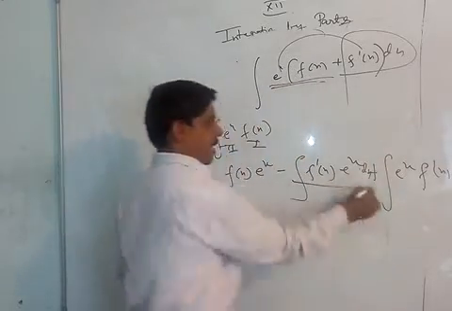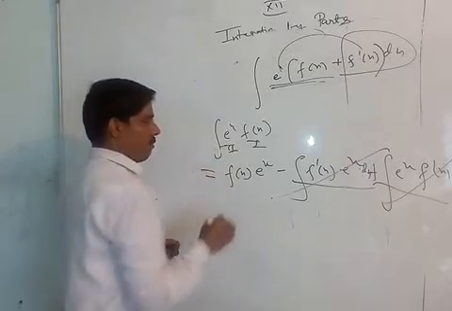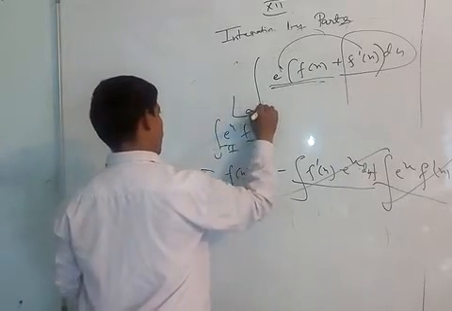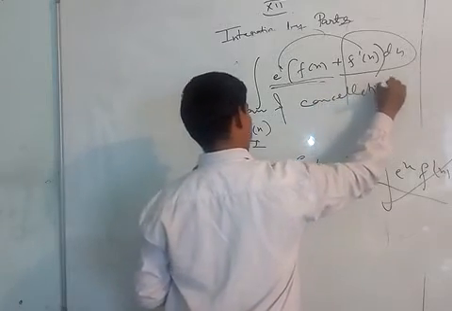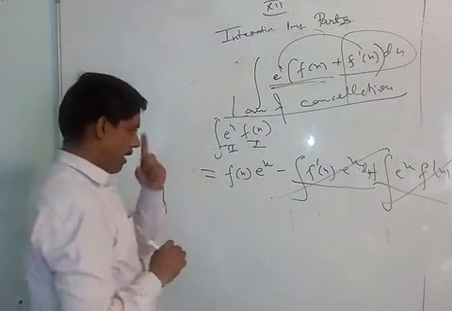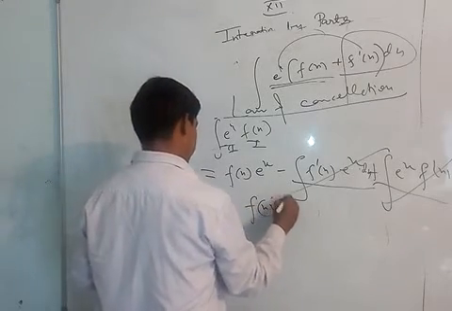Now this is minus sign, this is plus sign, so these two get cancelled out. This is called the law of cancellation. Law of cancellation, right? Law of cancellation से हमें आंसर मिल गया, f(x) e की पावर x.